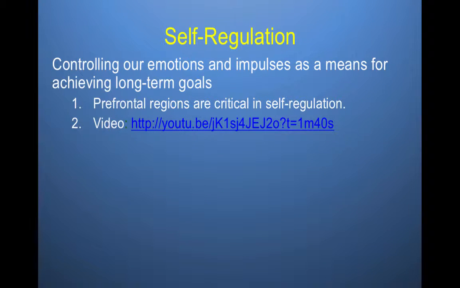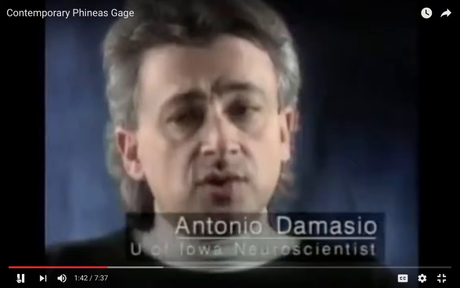Another important aspect of behavior is self-regulation. We control our emotions and impulses as a means for achieving long-term goals. And in addition to theory of mind, the prefrontal cortex regions are very critical in self-regulation. And here's an example in the following video. Who, as a result of diseases, have damage in certain sectors of the brain.